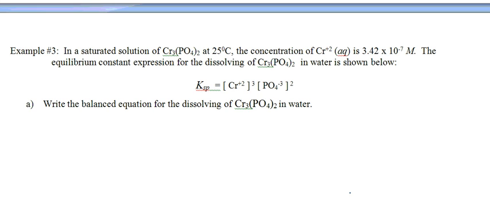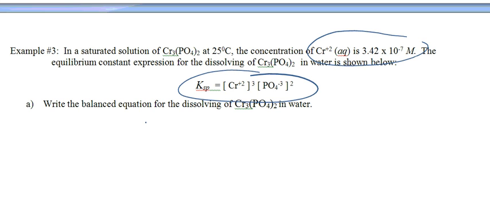In a saturated solution of chromium(II) phosphate, the concentration of the chromium, here we go, we got another one just like that last one. The equilibrium constant is given below here. So we got a really fun one here. Write the balanced equation. So again, chromium phosphate.